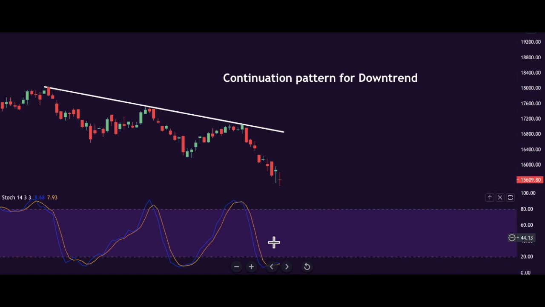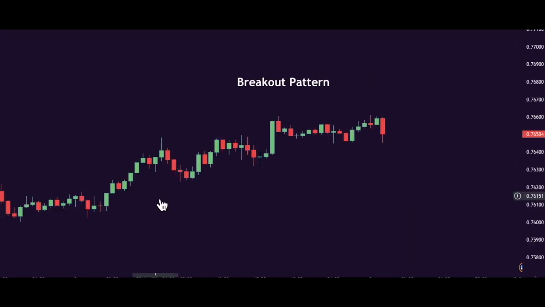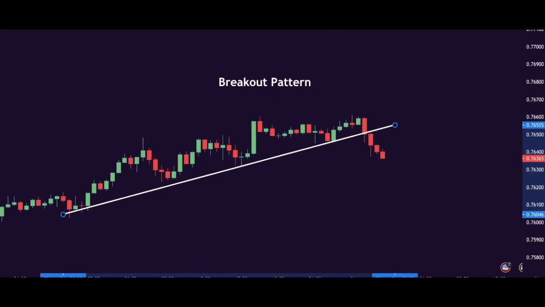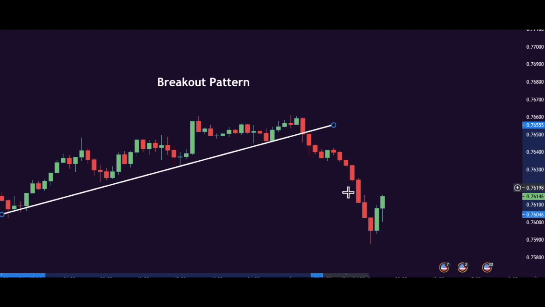Now let us see the second way you can trade using a trend line. The second way of trading with a trend line is called the breakout pattern strategy. Here, if I draw a trend line with the maximum number of touches, this trend line is acting as a strong support level. If the stock price breaks this level and goes down, it is called a breakout pattern. If you see here, the stock broke this level and went down, correct? And this was the breakout candle.